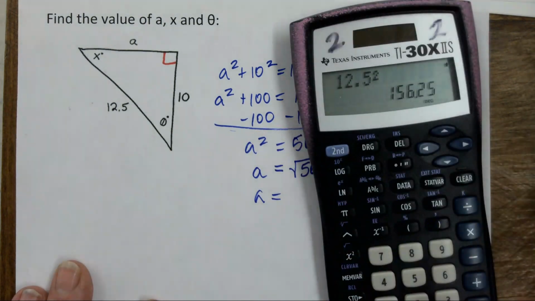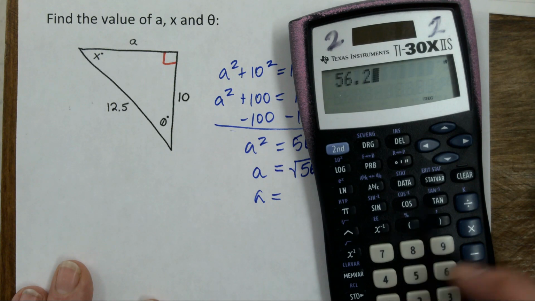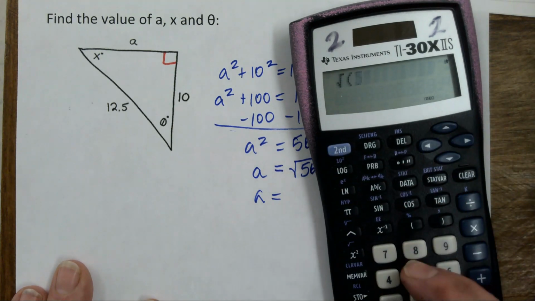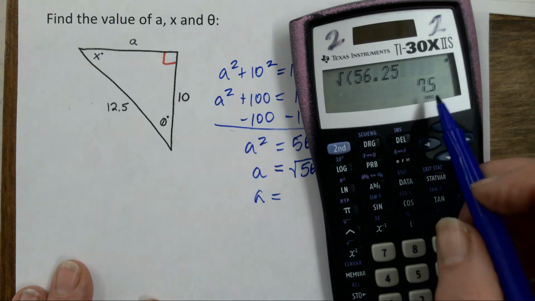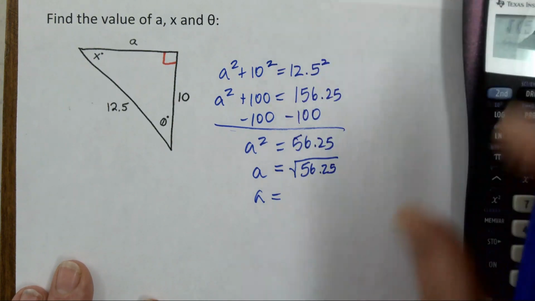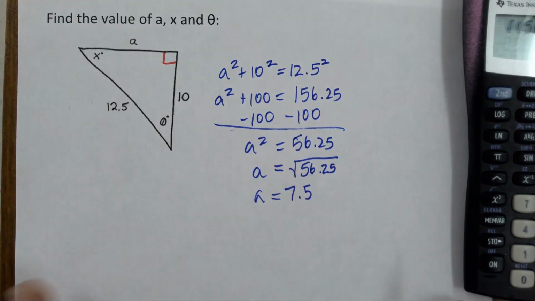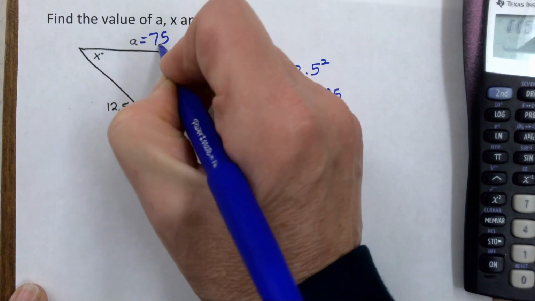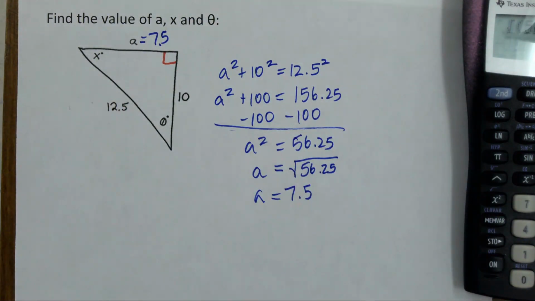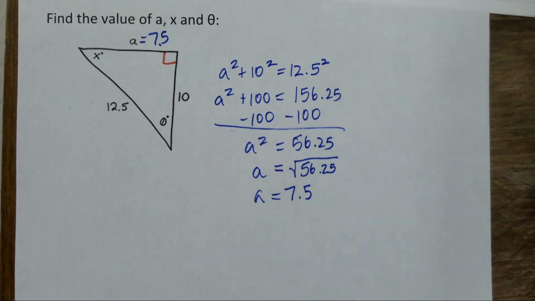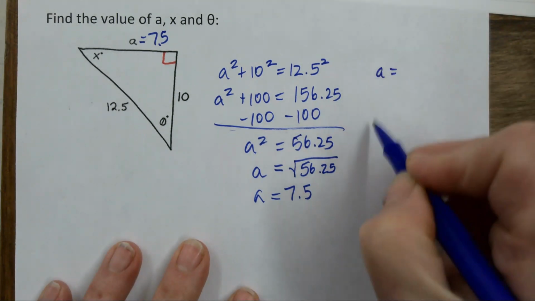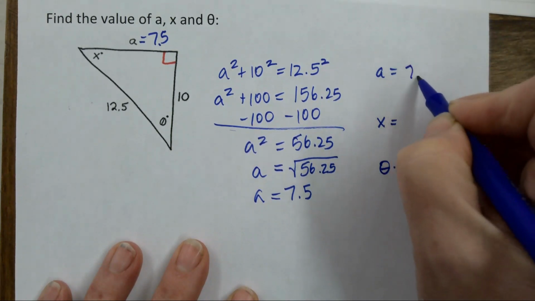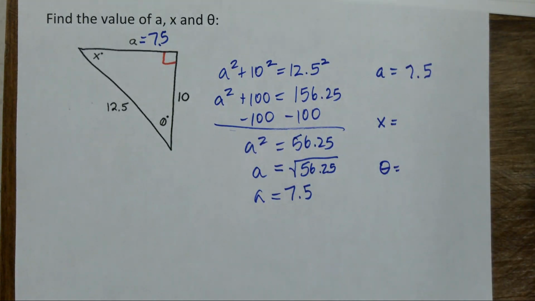So I'm going to go ahead and put 56.25 in here. Oops, I need to do square root of 56.25. And it comes out to be 7.5. So 7.5 is my answer for that. So I found A. A is 7.5. Now I need to find X and theta. So my job here was to find A and X and theta. A is 7.5. Now I need to come up with a way to find X and theta.